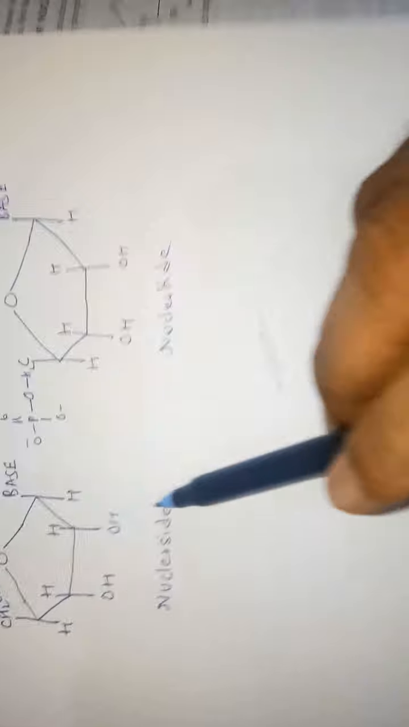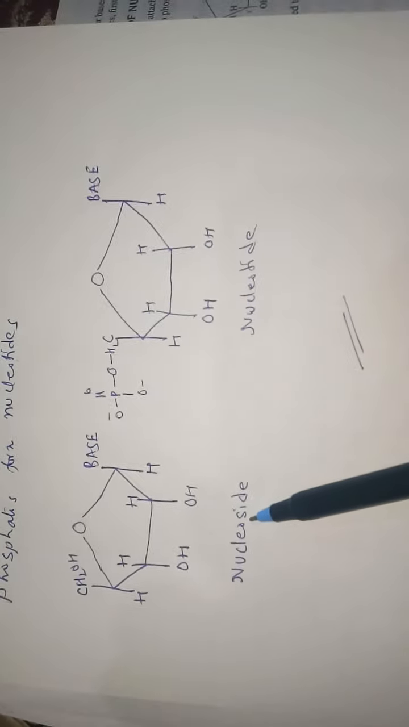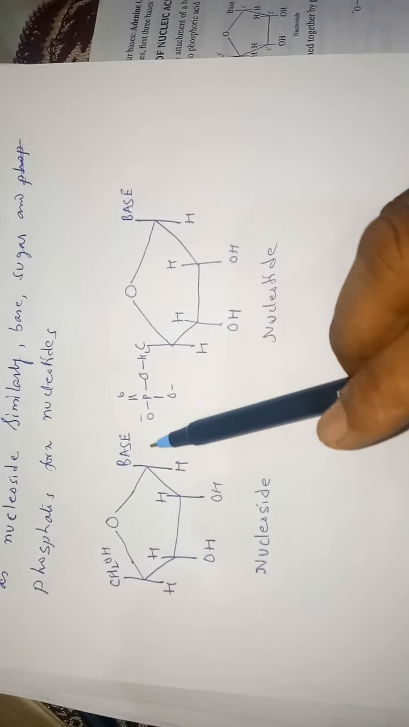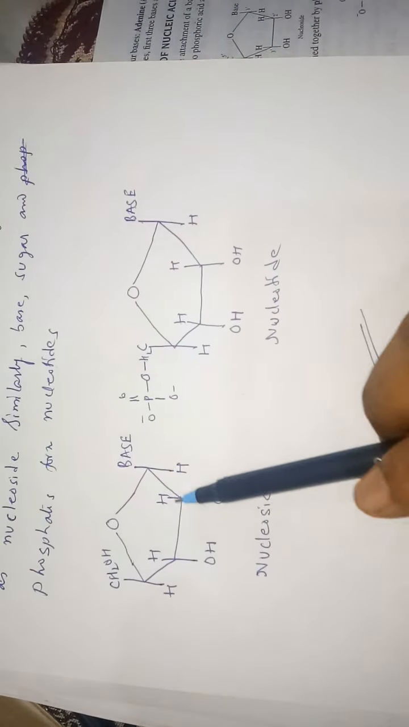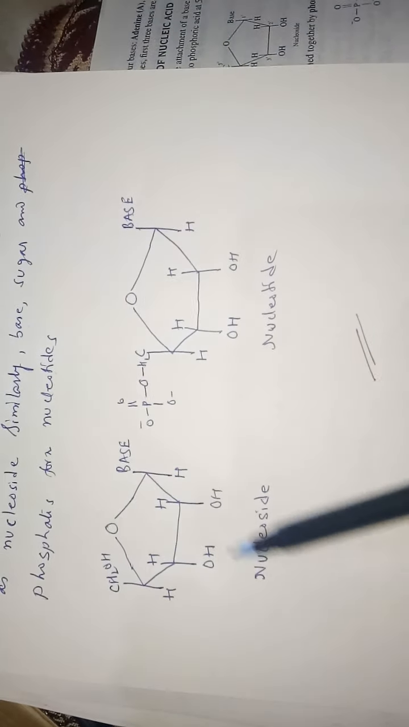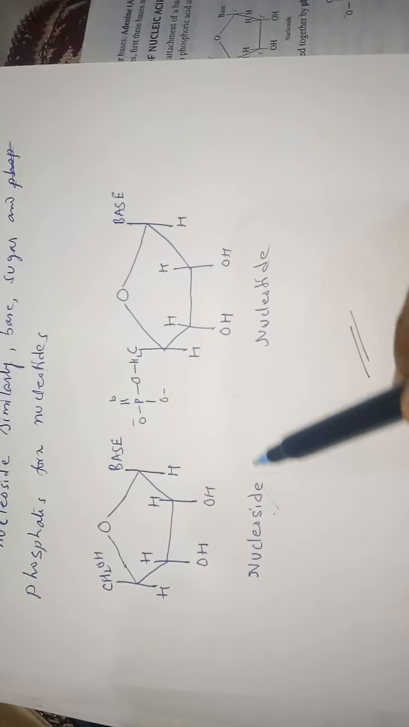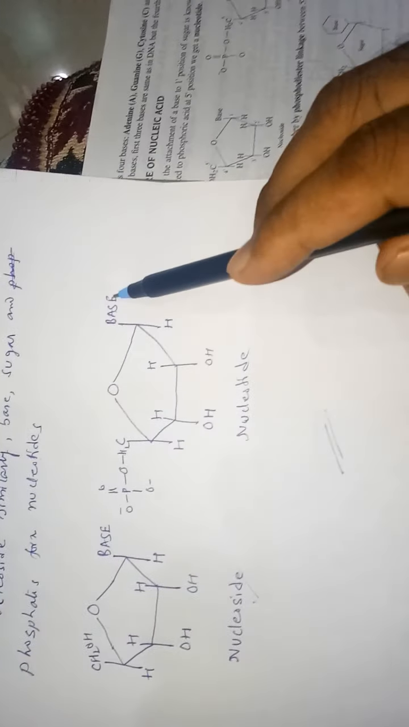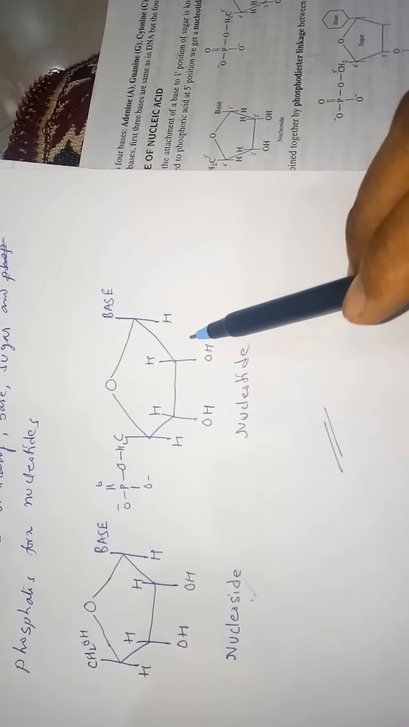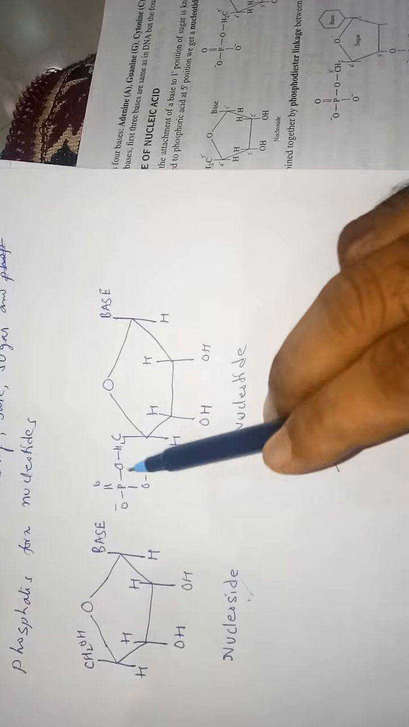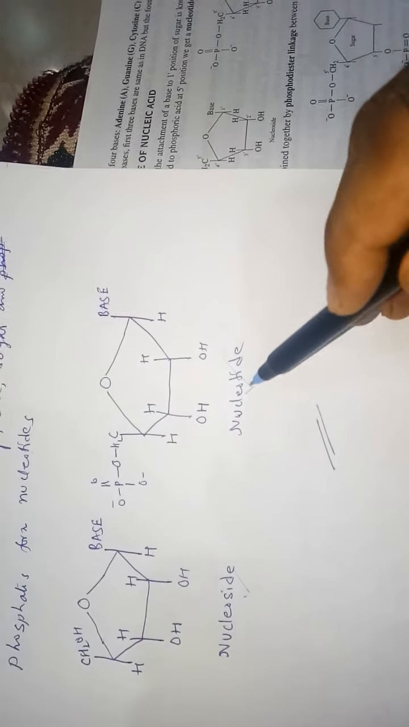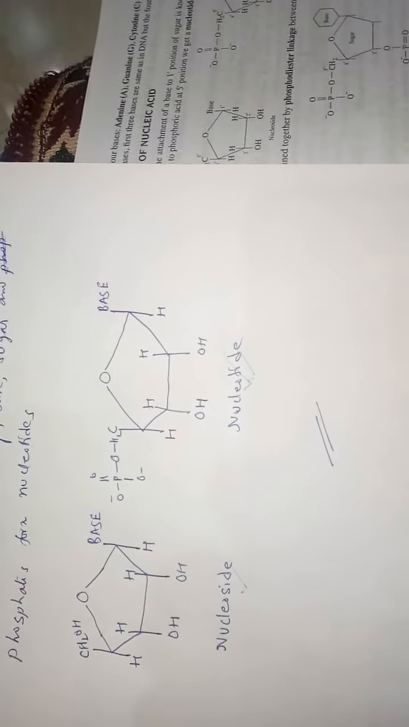Now the structure of a nucleoside is this one. The base and pentose sugar are present. So this is your nucleoside. Now if the base, pentose sugar and phosphate are present, this becomes your nucleotide. So this is what we have in biomolecules.